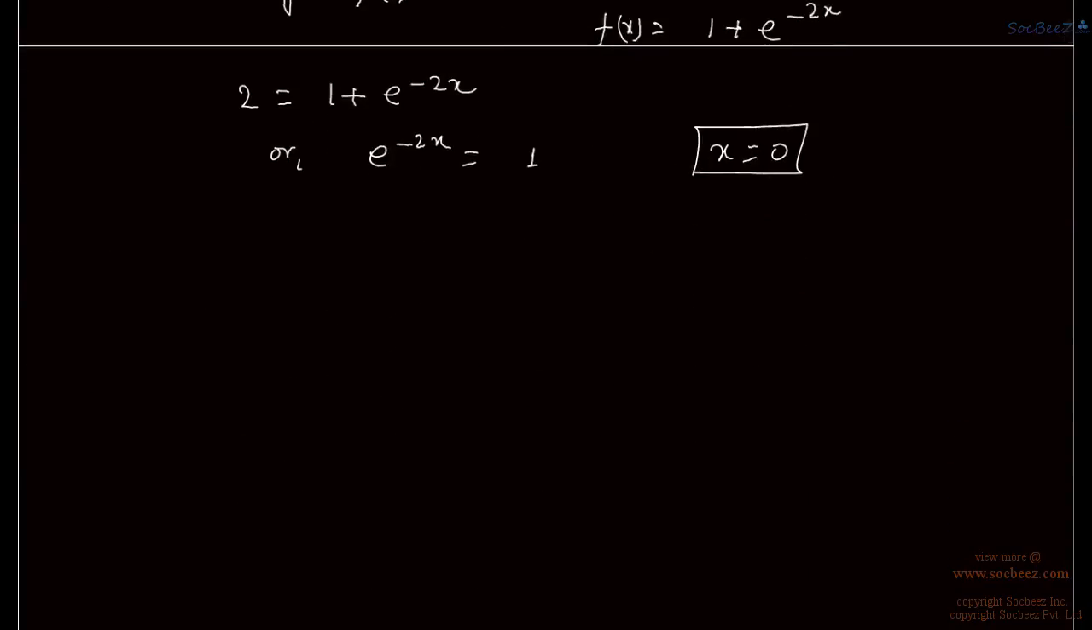Now at x = 0, let us find the value of f(x), that is y. y = f(0) = 2, right? Because the line is y = 2. So at x = 0, the point of intersection is (0, 2). This is the point of intersection.